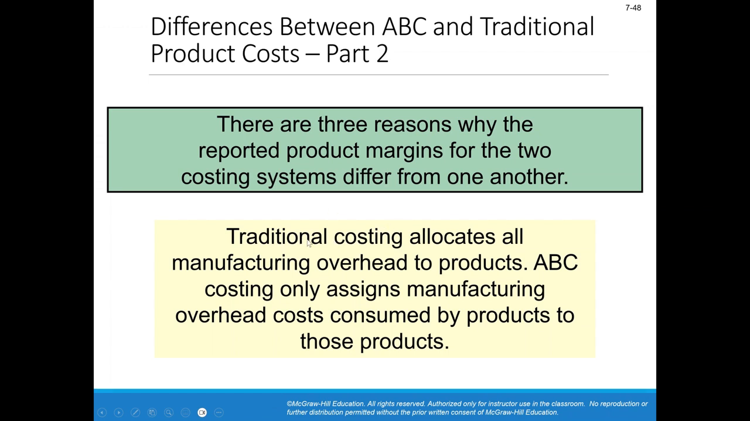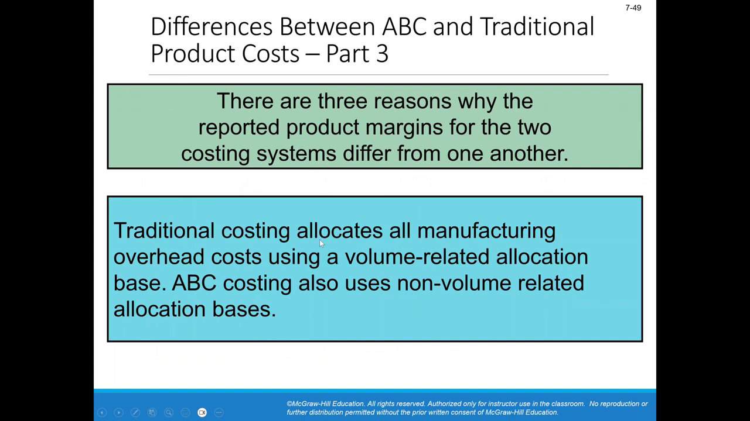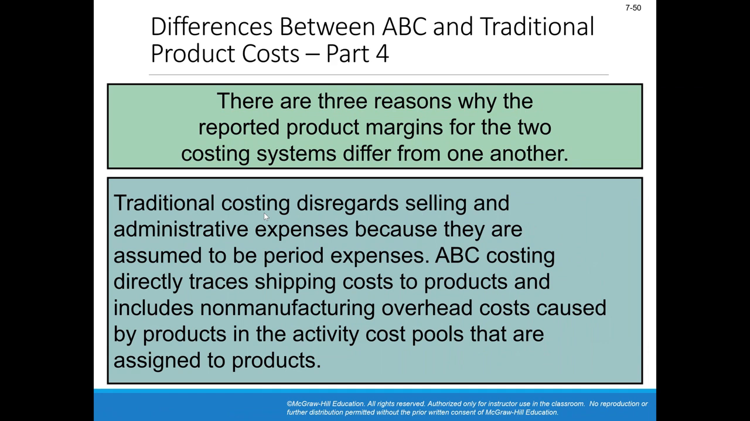So why are they different? Traditional costing allocates all manufacturing overhead to products. ABC costing only assigns manufacturing overhead costs consumed by products to those products. Traditional costing allocates all manufacturing overhead costs using a volume related allocation base, whereas ABC is more specific. Well, this company doesn't use design changes, so none of those design changes really should be allocated to this product. And then traditional costing disregards selling and administrative expenses because they are assumed to be period expenses. But now we're assigning them to specific clients, to specific products. And so we really have our fully loaded cost.